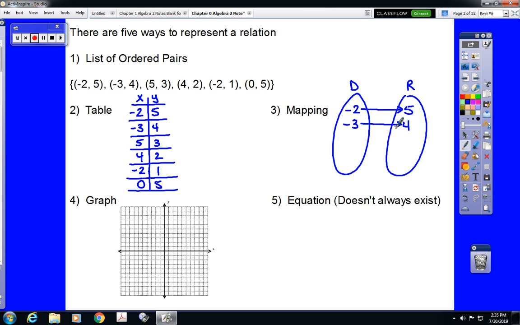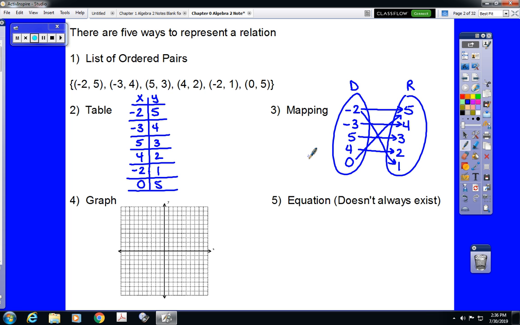But just like when we write out the list of ordered pairs, we are never, ever going to repeat a value. So -3, 4; 5, 3. Notice how since the 5 is in the domain this time, it does technically get repeated in the representation because it's not in the same set. It's in the domain, not the range. 4, 2. -2, 1. So notice I already have a -2, so I'm just going to draw a second arrow from that -2 down to the 1. And then 0, 5. So I draw the 0 and an arrow up to the already existing 5.